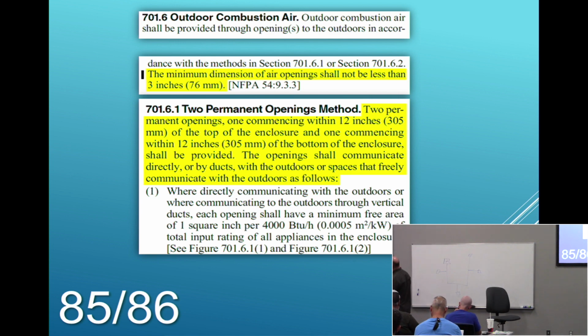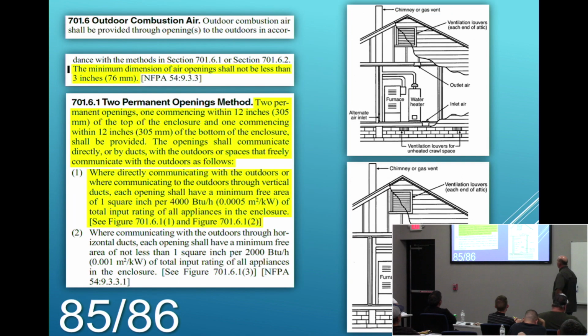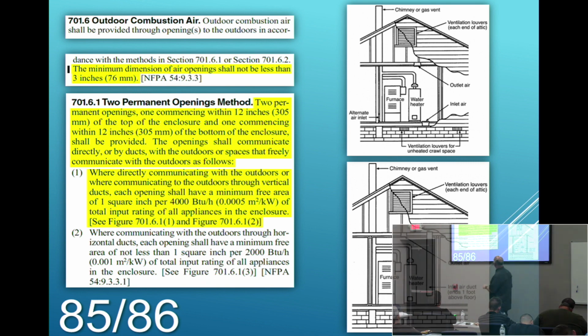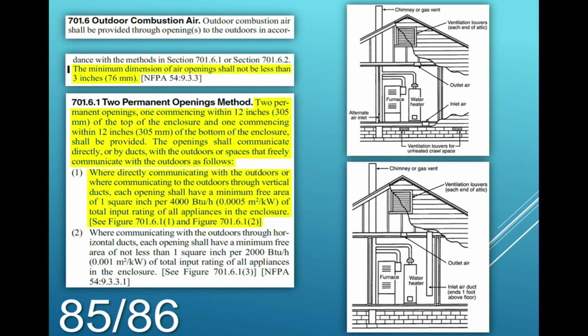Down below that, number 1, we're directly communicating with the outdoors. So I took the door off the hinges or pushed the ceiling tile out of the vented attic. Or we're communicating with the outdoors through vertical ducts, either one. Notice what it says: each opening. How many openings did it already tell me I had to have? 2, one with a 12 at the top, one with a 12 at the bottom.